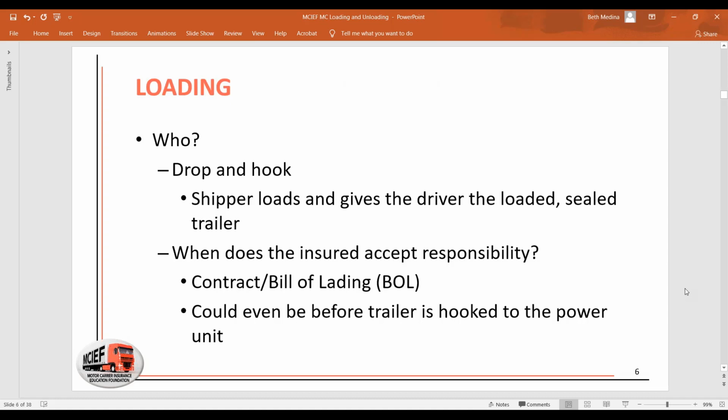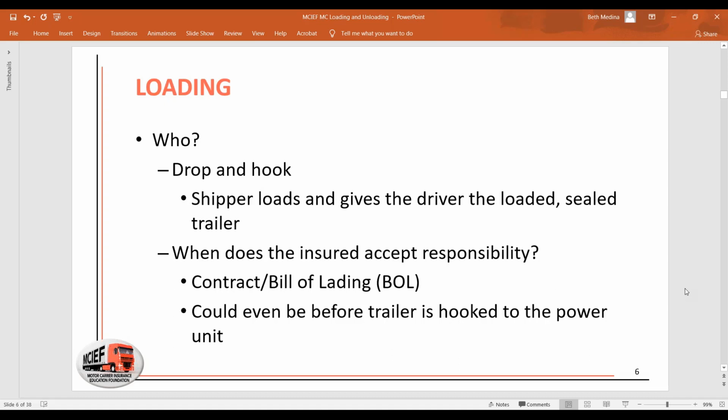The first type of risk we want to talk about is a drop and hook. A drop and hook is where a motor carrier takes their tractor or their carrying compartment to a loading dock and the customer loads it. The reason you call it drop and hook is typically the motor carrier will drop their trailer, just leave the trailer sitting there, and the shipper will load the trailer and seal the trailer, and then notify the motor carrier to come pick it up and haul it down the highway.